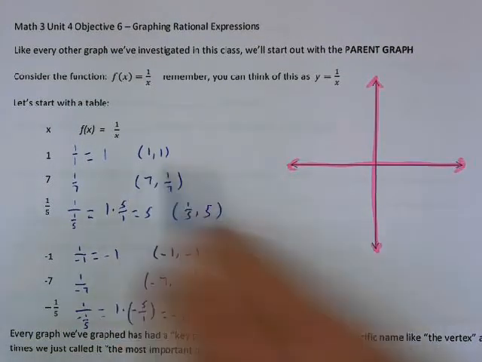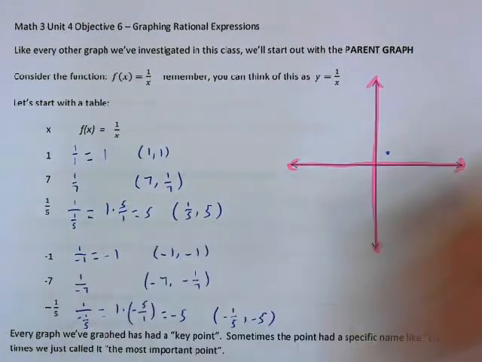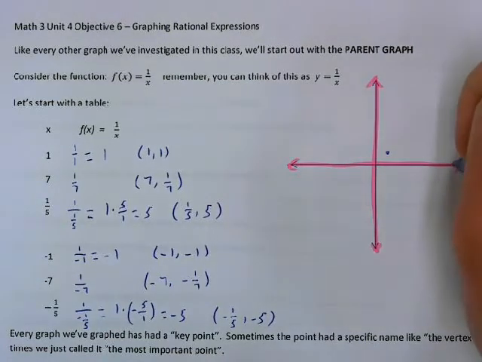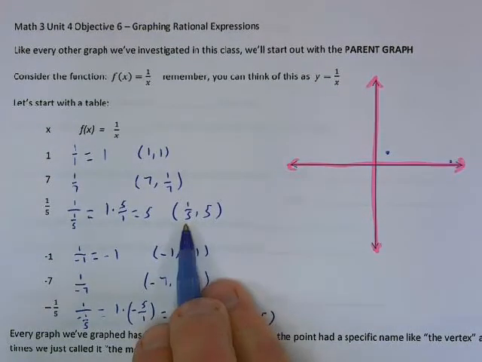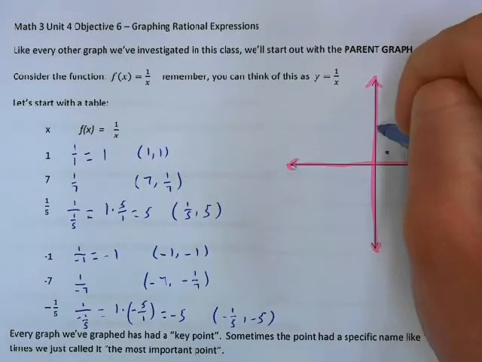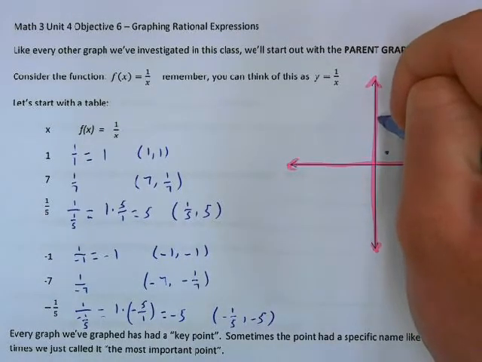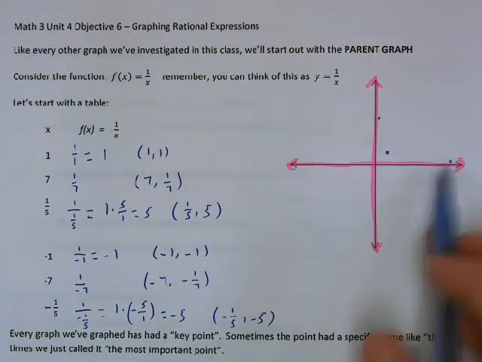All right, so first we got the point 1, comma 1. So we'll go over about 1, up about 1, right about there. Next we're going to go over 7, about here, and up 1/7, so up just a tiny bit. We'll say it's right about there. Next, if we go over 1/5, which is over just a tiny bit, and then up 5, I don't know, right about there. Okay, then we got a few points. So we can see part of our graph is going to maybe look like some kind of curve here.